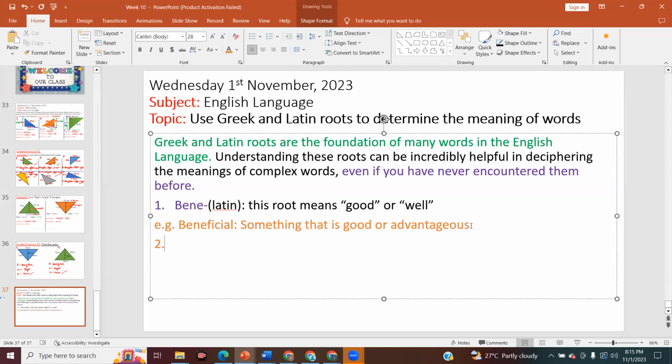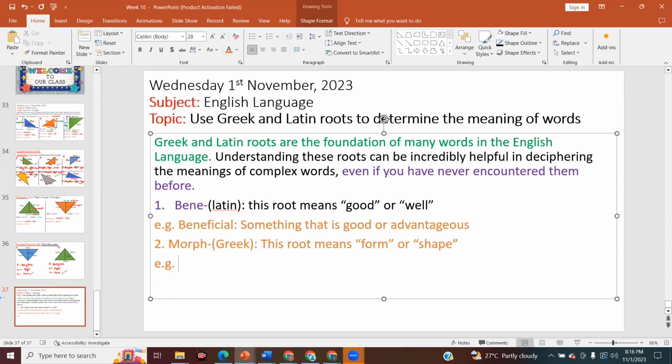All right, the next word is morph. Okay, morph. Now, morph is actually Greek. And morph means, anyone have an idea? Transform, or change. Okay, change. It means form or shape. Form or shape. So give me an example of a word that has morph in it.